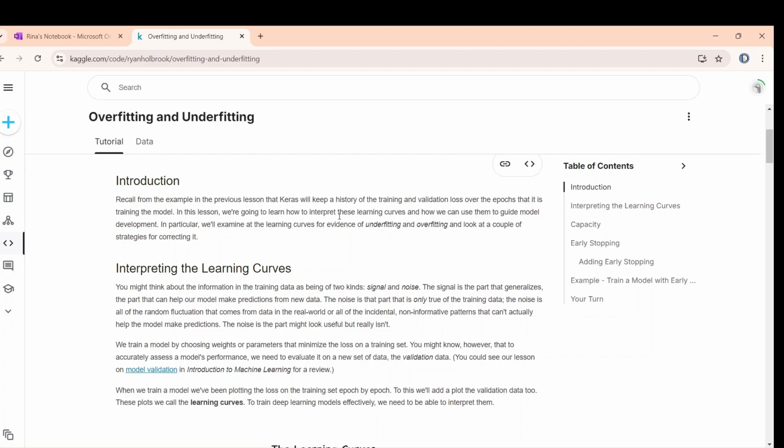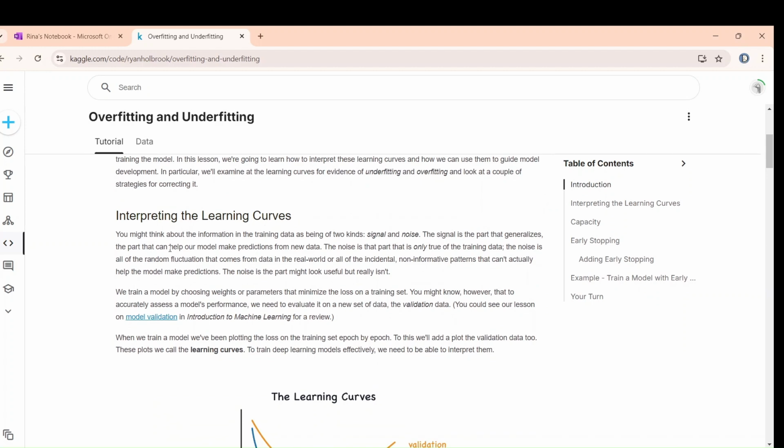So, we are going to interpret these things in this lesson and how we can use them to guide model development. In particular, we will examine the learning curves for evidence of underfitting and overfitting and look at a couple of strategies for correcting it.